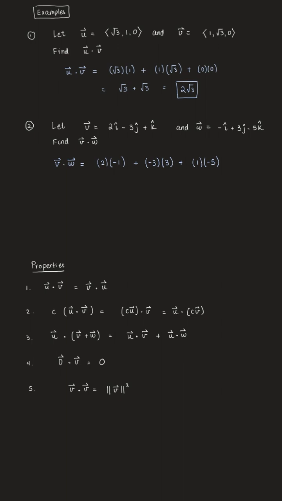Now we add. So we have a negative 2 minus 9 minus 5, which gives us a negative 16. And that is the value of the dot product, another scalar.